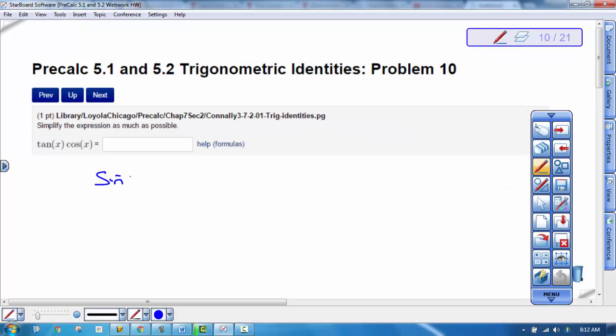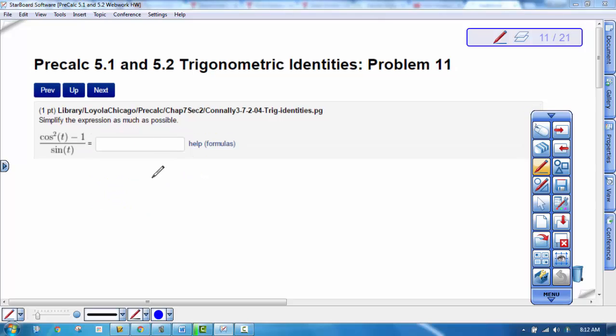Next problem, tangent is sine over cosine. And obviously the cosines cancel. So we just get sine. Next problem, this in the top is really just sine squared of t, because that's on our Pythagorean identities. One of these sines cancels with one of these, and we're left with just sine.